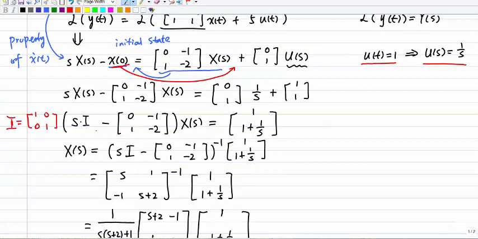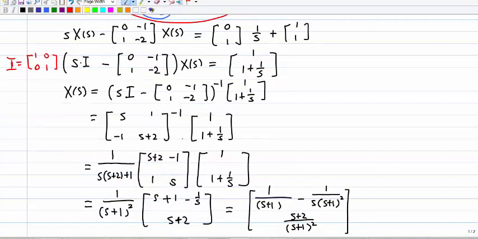I multiply the inverse on both sides. So X(s) is equal to this matrix's inverse times [1, 1] plus 1 over s. This whole thing is the inverse of this matrix. I don't want to talk about the detail, but this is how I compute the inverse of this matrix. It's 1 over the determinant times the cofactors. Don't forget to switch the relationship: C_ji, not C_ij.